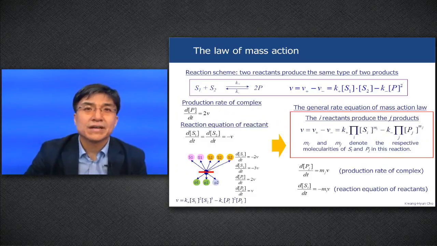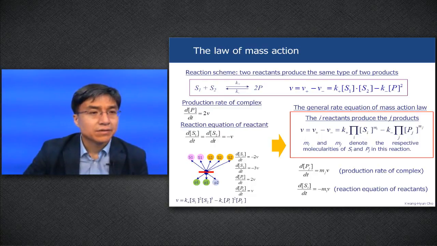So let's think of two reactants. They make a reaction and produce the same type of two products. So for example, if S1 and S2 react together to produce two products, then we can write down its reaction equation using the mass action law. Then the rate of change of the production rate of complex will be 2v. On the other hand, the rate of change of each substrate molecule S1 or S2 will decrease as much as minus v.